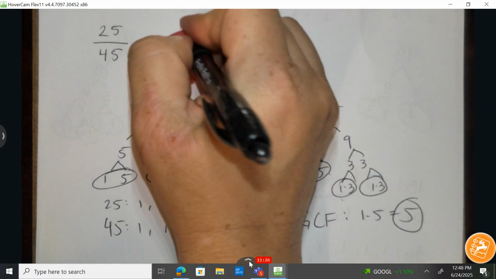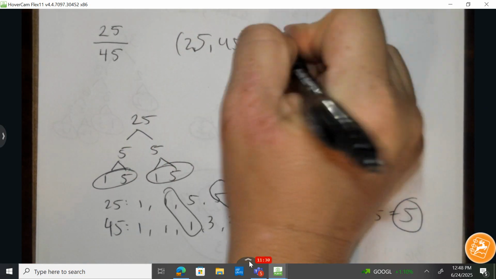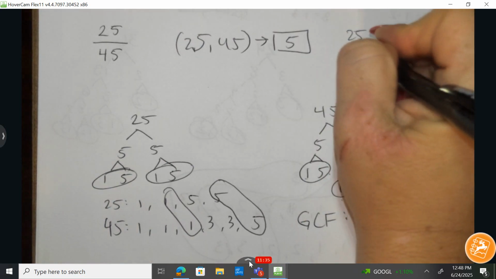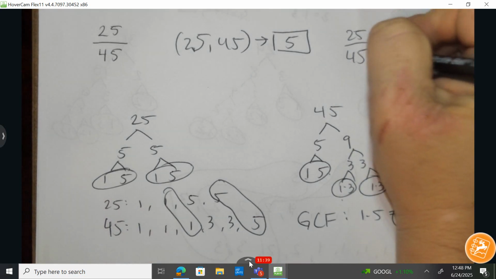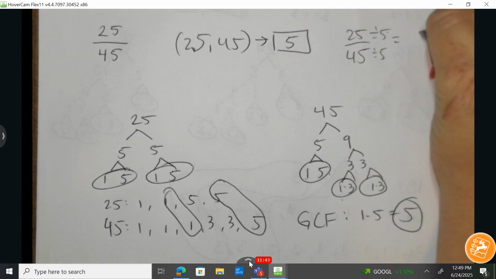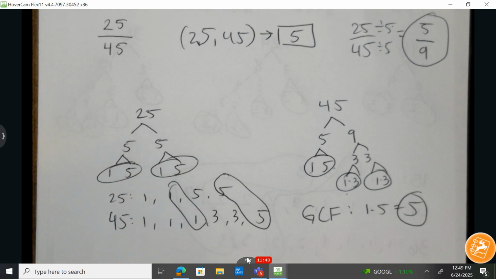So I would come up here, and if I was given 25 and 45, and I was asked to list the GCF, it would be 5. And then if I was asked to use that as a tool to write 25 over 45 in reduced form, I'm going to divide the numerator and the denominator by the GCF, and I will always then receive the reduced or simplified form of that fraction.